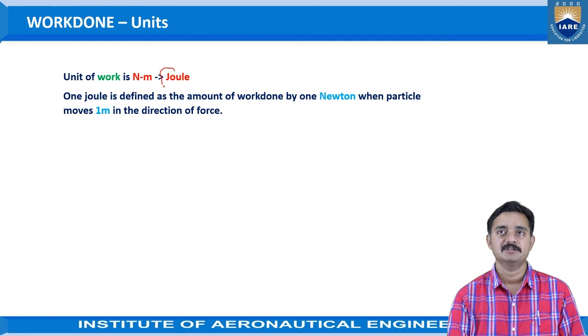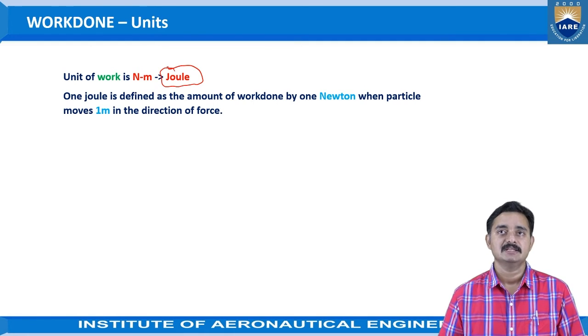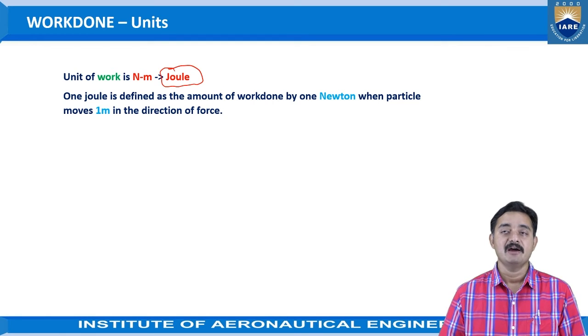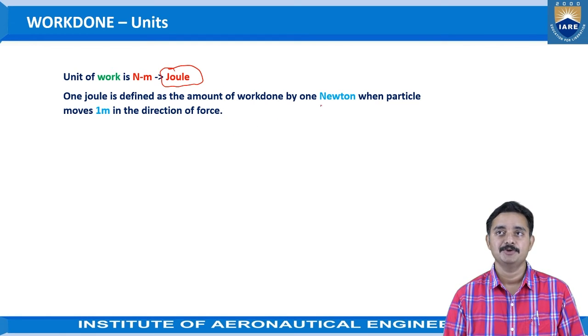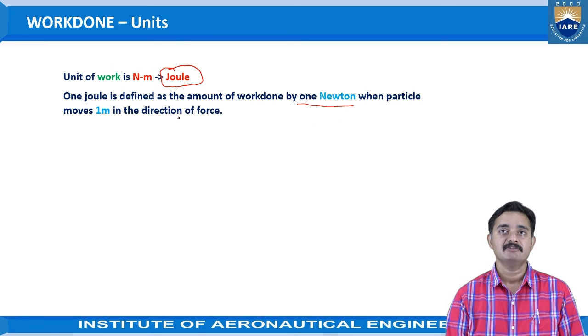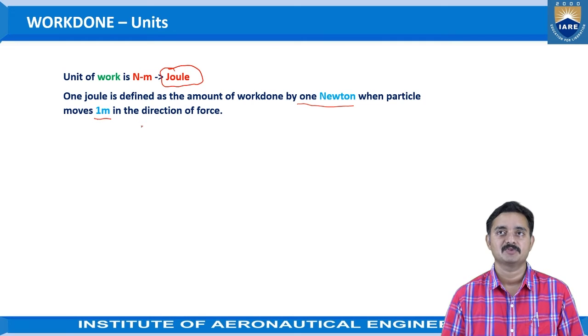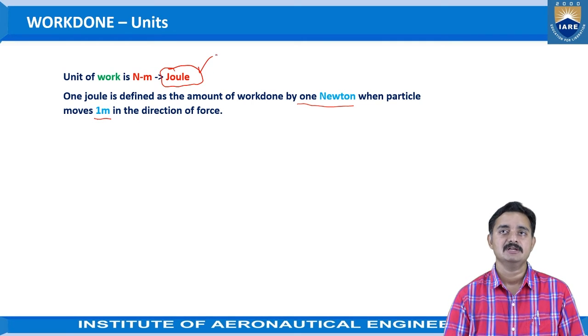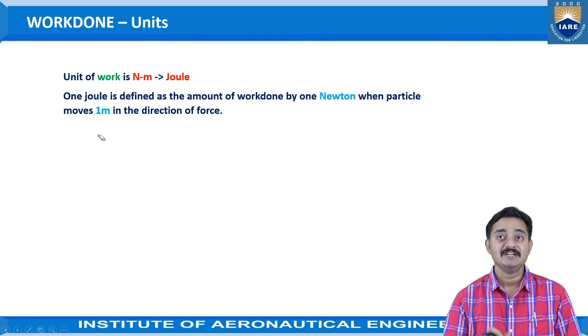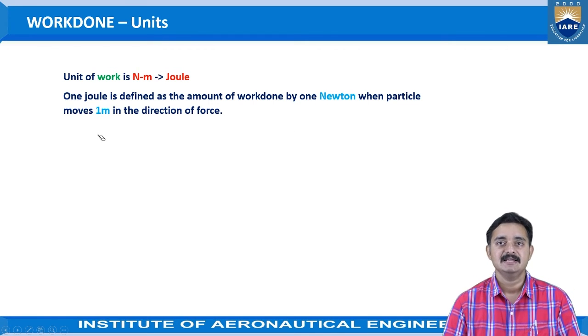Joule is defined as the amount of work done by 1 Newton when a particle moves 1 meter in the direction of the force. So the definition of the joule states that 1 joule is the amount of work done by 1 Newton when a particle moves 1 meter in the direction of the force.